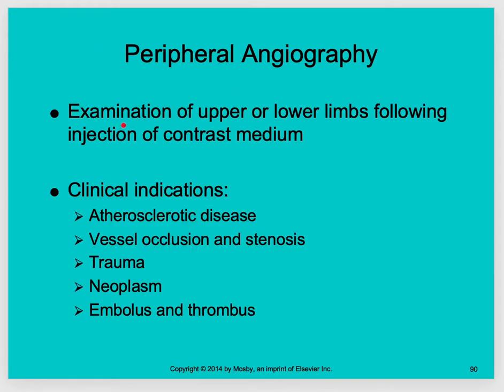Peripheral angiography, examination of upper or lower limbs following injection of contrast medium. So peripheral, your upper and lower extremities. Clinical indications: atherosclerotic disease, vessel occlusion, stenosis, trauma, neoplasm, embolus, and or thrombosis. Any of those can occur within your upper limbs and lower limbs.